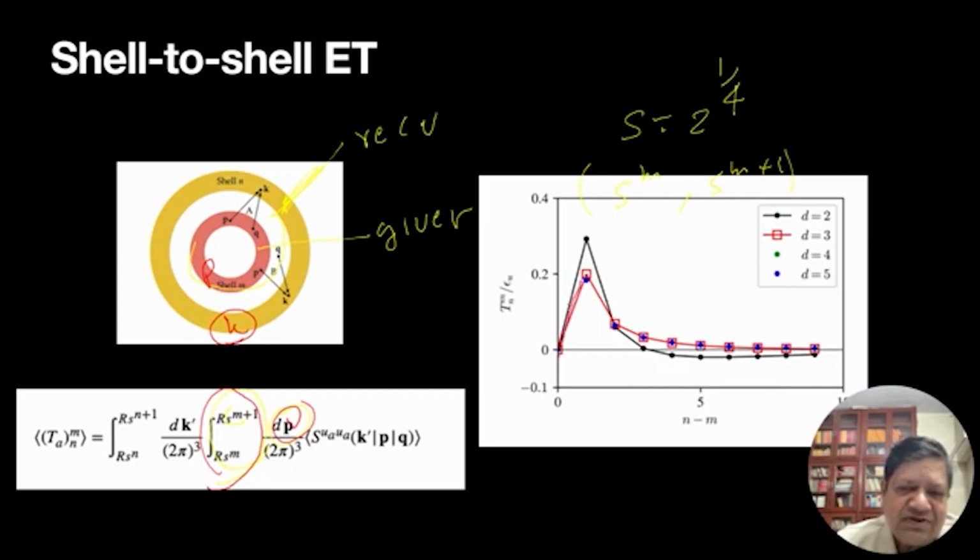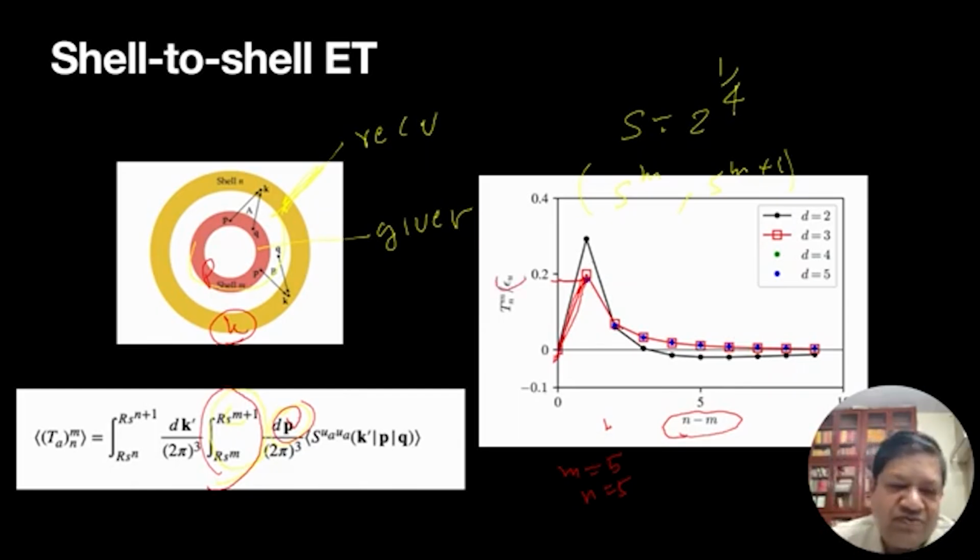So what does it mean? This is n minus m. Let's say m is 5. Then for n equal to 5, it should be 0, no? I cannot give any money to myself, net money. But when n is 6, it is getting energy, so it's positive. In fact, compared to the total flux, it is 20%.